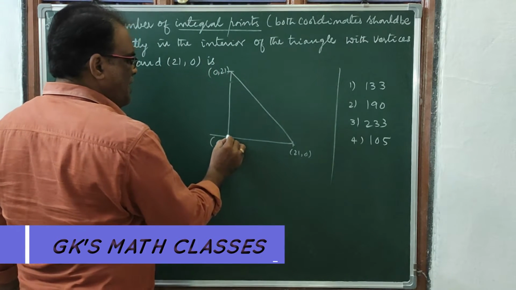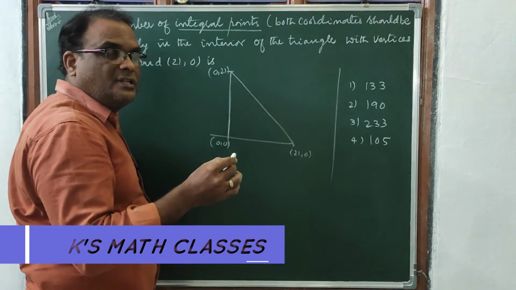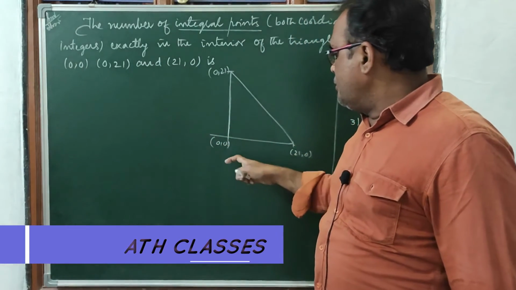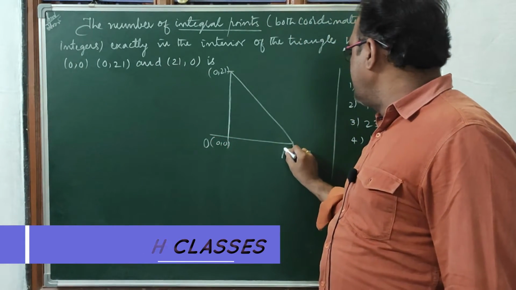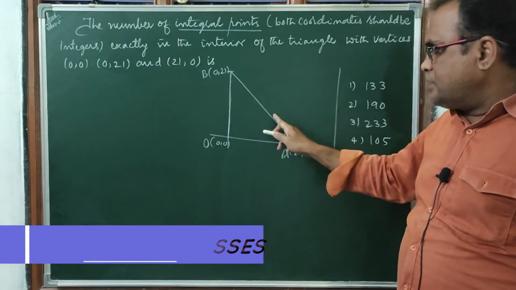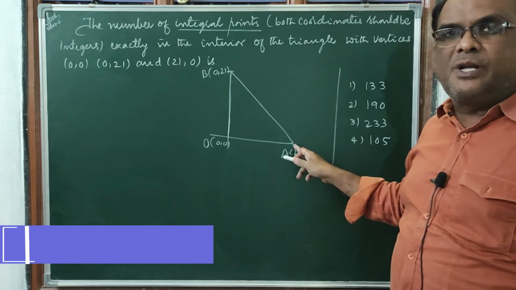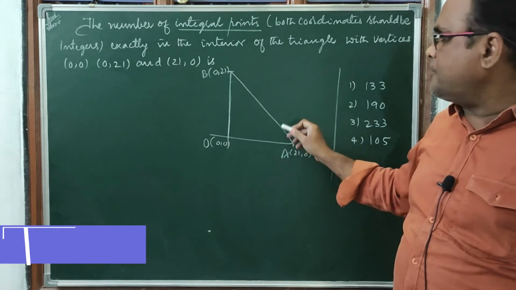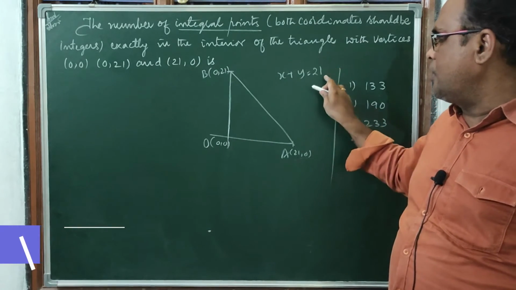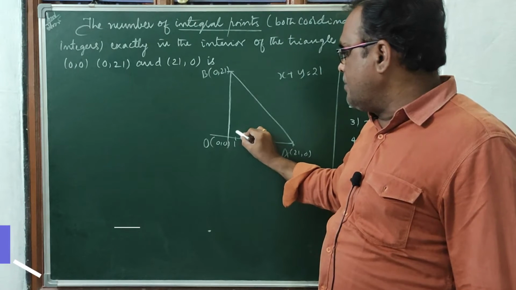Okay. If you take any point on the line, it is not interior. The point lies on the sides. So this is O, this is A, this is B. If you take this line, this is x by 21 plus y by 21 is equal to 1, intercept form. x plus y is equal to 21. If you take 1 here, for instance, that is 1 comma 0.